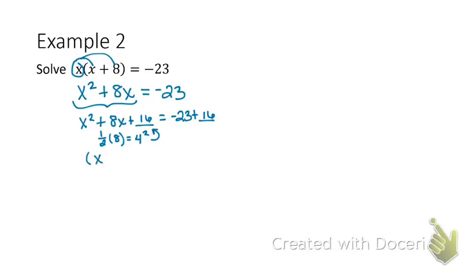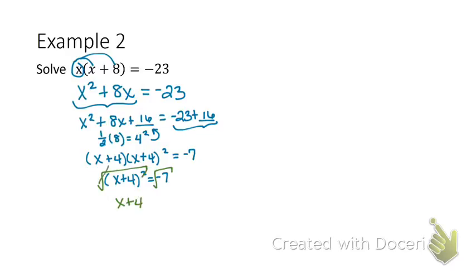What I have on the left side now is a perfect square, and I can factor it. And the right side, I'm just going to go ahead and add those together, and I get negative 7. So I can rewrite it as x plus 4 squared equals negative 7, and now we can just solve for x. So take the square root of both sides. So we get x plus 4, because the square and the square root will cancel, equals, we know when we take the square root we get plus or minus, but now it's a negative number.